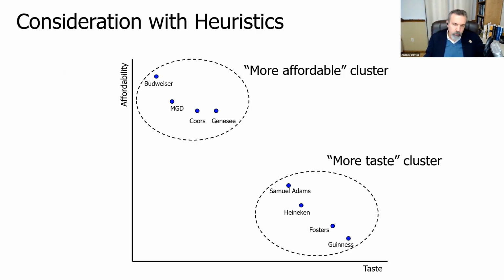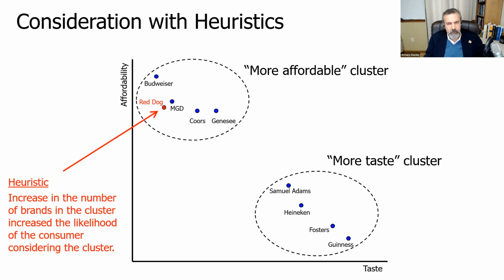And one of the interesting heuristics here, and businesses have used this heuristic against consumers. One of the heuristics is if you increase the number of brands in a cluster, the probability of the consumer considering that cluster will go up. And this makes sense if you think about it, because the way this would feel to you, at a gut level, is you're going out to buy beer and you're thinking to yourself, should I get the cheap stuff or should I splurge and get the better stuff, right? That's what's in your head. That's these two clusters, the cheap stuff, the better stuff.